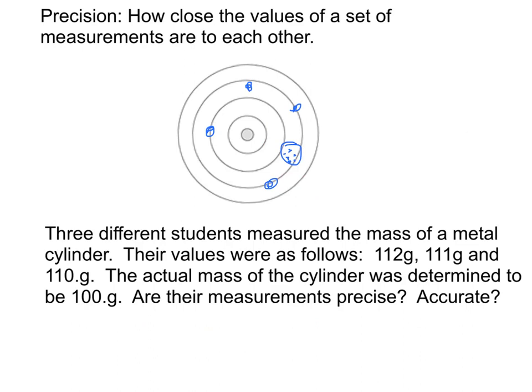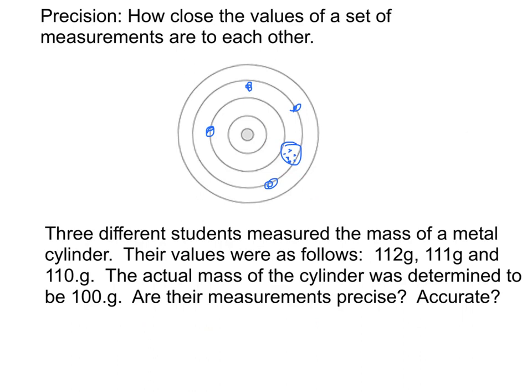So we want to look at an actual example. We have 3 different students measuring the mass of a metal cylinder. Their values were as follows: 112, 111, and 110. The actual mass of the cylinder was determined to be 100. Are the measurements precise? Are they accurate? The way we decide if something is closely grouped is if it is a small percentage of the total off from each other. They're all off from each other by 1, which is a very small amount of 100. So since they're off by a small percentage of each other, I would say those are precise.